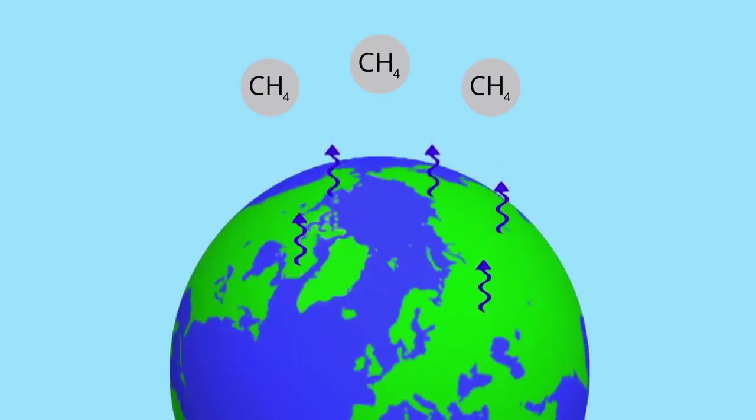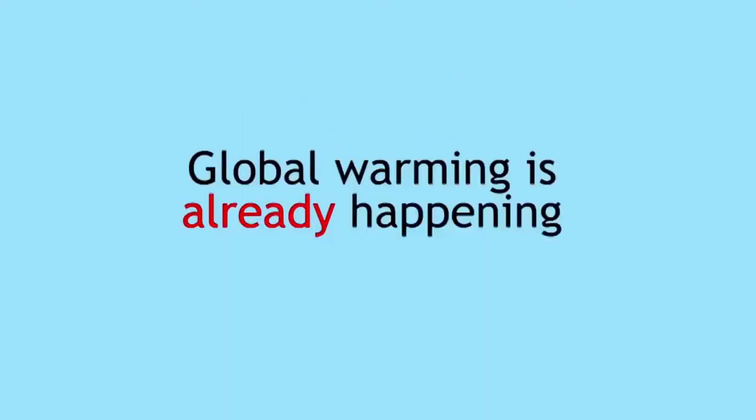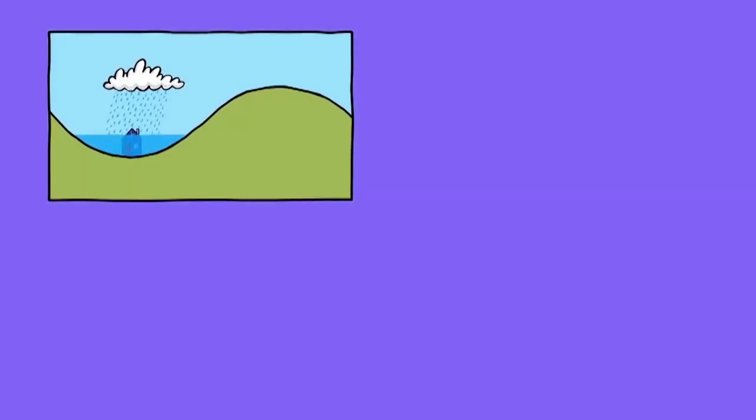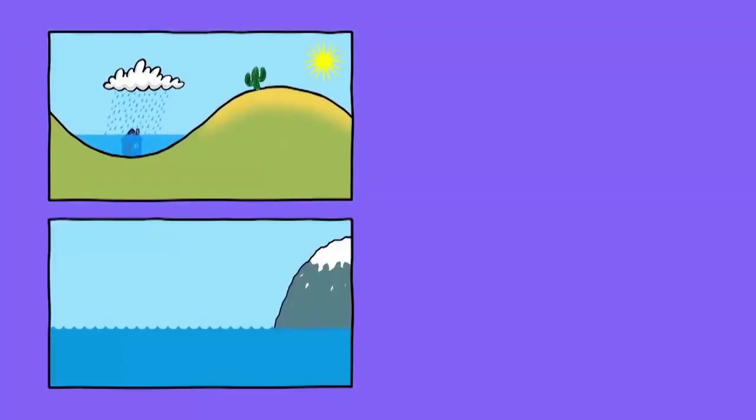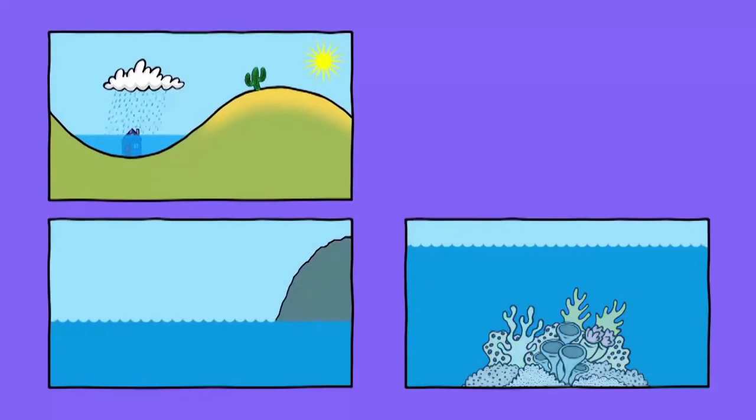So to summarize, global warming is already happening and is beginning to cause changes to our climate. More storms, floods, droughts, rising sea levels, and oceans becoming more acidic, ecosystems under pressure. See our linked video to find out the evidence for all this.